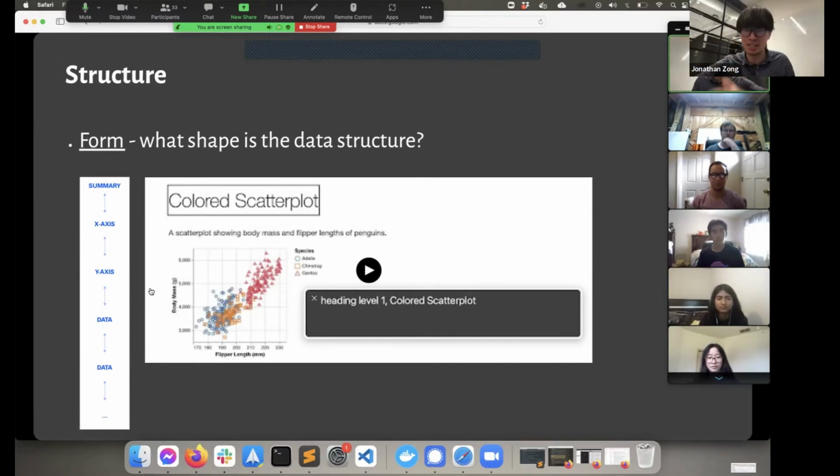And because it's in this linear structure, you can only step back and forth one point at any time, right? So you have to get through the x-axis and the y-axis to the data, and you have to get all the way through all the data to even go to the next thing on the page, whatever's after that, right? That's not ideal because no one wants to be stepping through hundreds of data points.